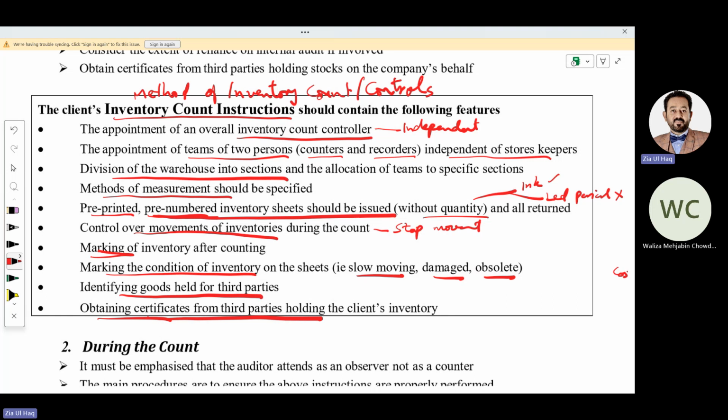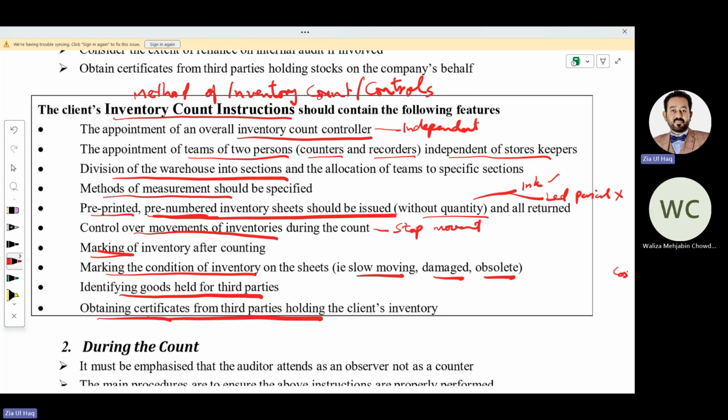The examiner gives us a scenario like inventory is counted in this way and asks us to identify deficiencies in the inventory count. Provide an explanation, meaning the implication of that deficiency, and provide a recommendation, meaning the controls the company needs to adopt during count.